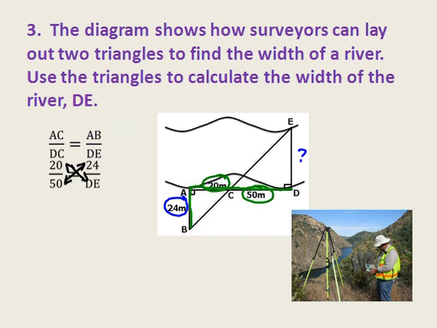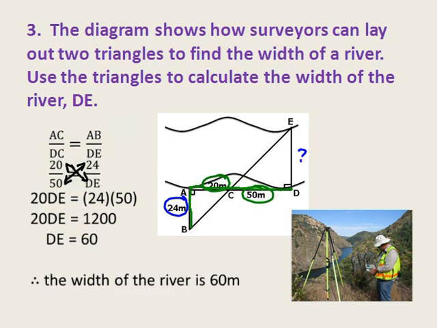All right, so 20 DE is equal to 24 times 50, which is 1,200, and then I'm going to divide by 20, and I get 60 meters for the width of the river.